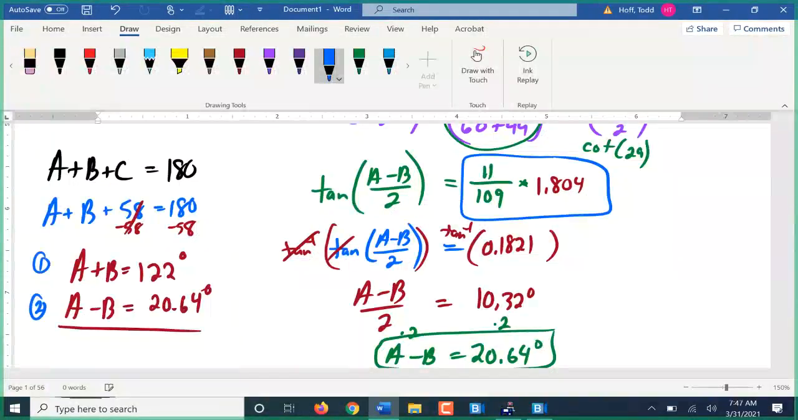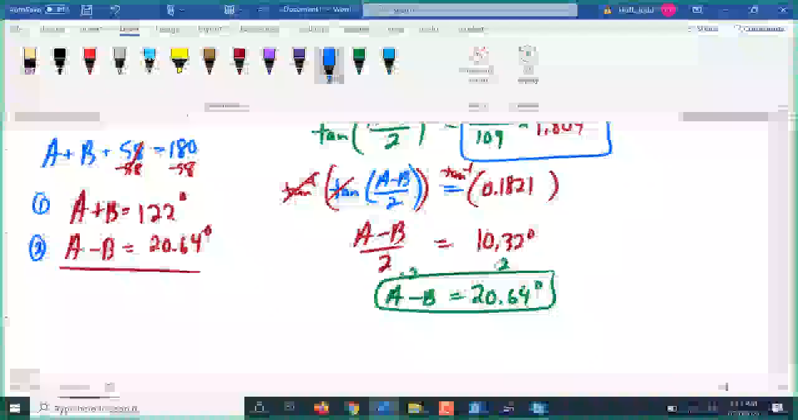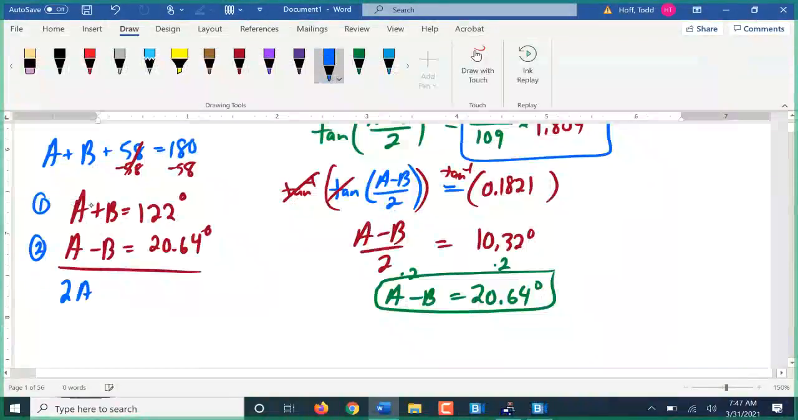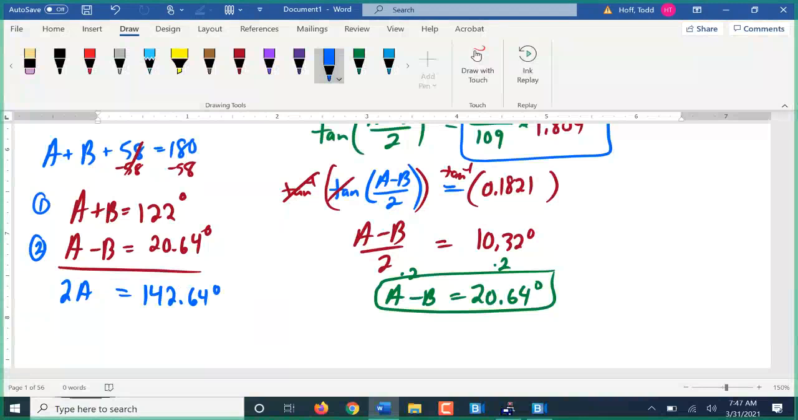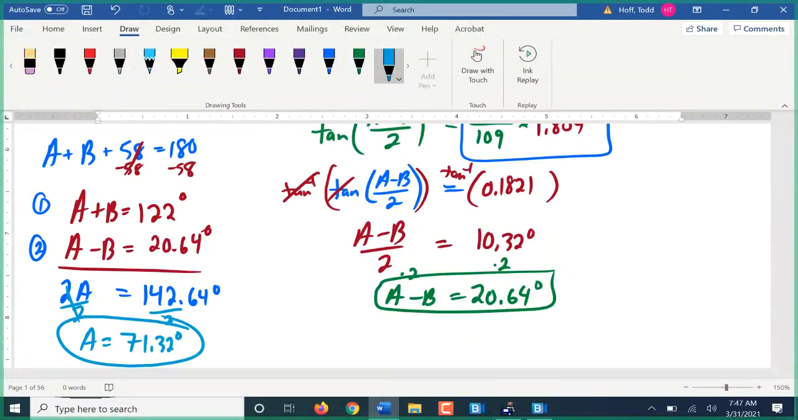I'll add equation 1 to equation 2. These are actually set up to do elimination rather quickly. A plus a is 2a. B plus negative b cancels out. That's 0. 122 plus the 20.64 is 142.64. I can divide by 2 to find A. A is 71.32 degrees. If I subtract that from 122, I can find B.